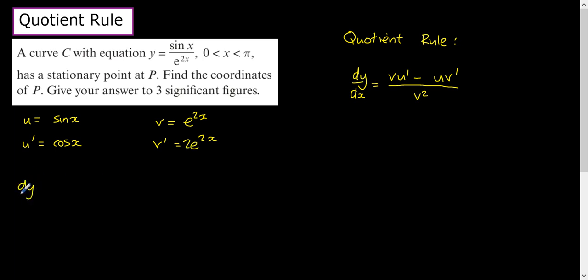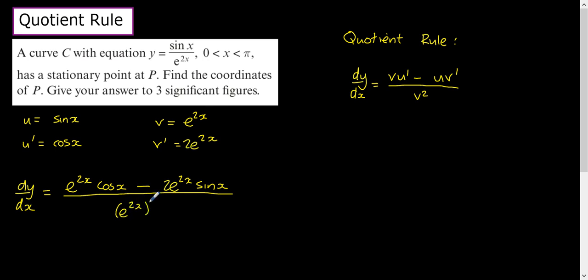So dy by dx, therefore, is v du, e to the 2x multiplied by cos x, minus u dv, 2e to the 2x multiplied by sine x. Don't need a bracket for that one. Divided by v squared, which is e to the 2x squared. Now we can simplify lots of this. E to the 2x squared is actually e to the 4x, and we can simplify the numerator.